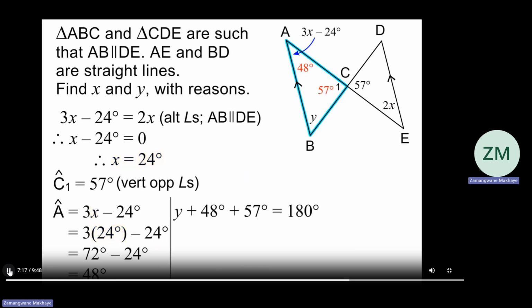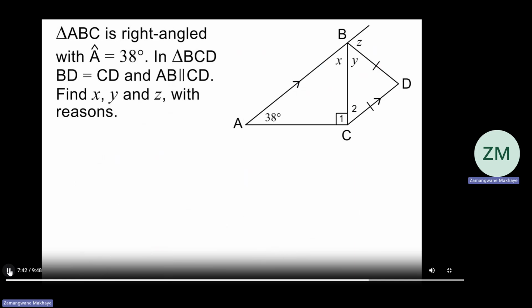This means we can write the following equation, because the angles of a triangle always add up to 180 degrees. To solve the equation, we begin by adding 48 degrees and 57 degrees on the left. We then subtract 105 degrees from both sides. Y is therefore equal to 75 degrees. Please pause to check my working. Let's end with this question. Please pause to read it.